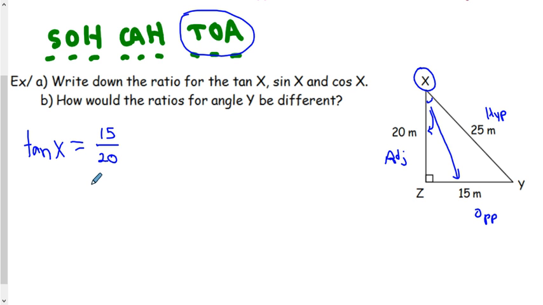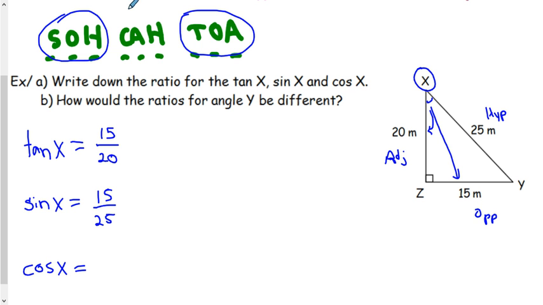Now I could divide those two numbers and get it as a decimal. That's fine, and there are times you may want to do that. For now, I'm just going to leave it as a ratio like this. Okay, let's do the other ones. Let's go sine of x. Sine is opposite over hypotenuse. The opposite side is 15. The hypotenuse is 25. Finally I've got cosine of x. Cosine is adjacent over hypotenuse. The adjacent is 20. The hypotenuse is 25.